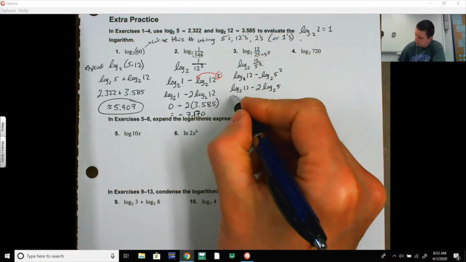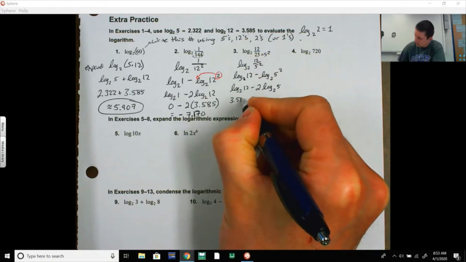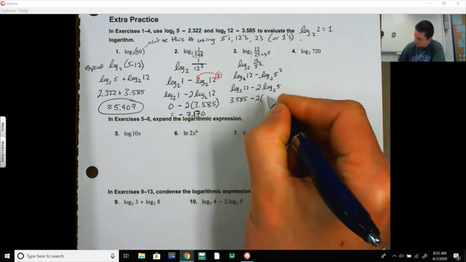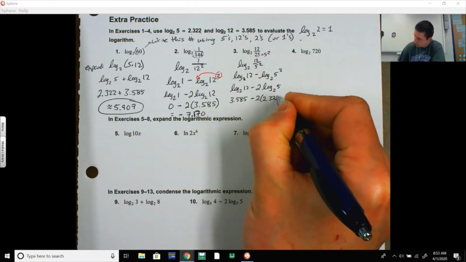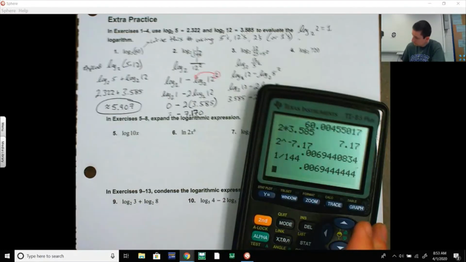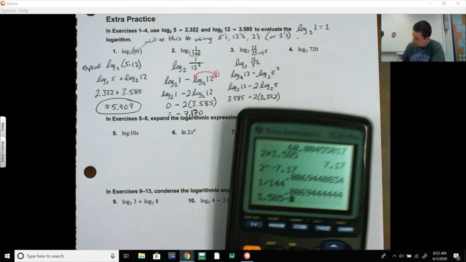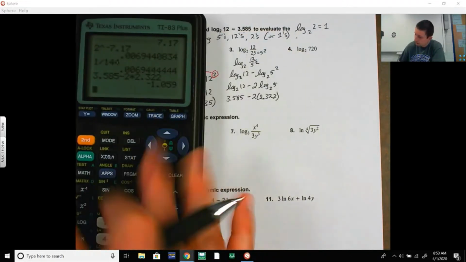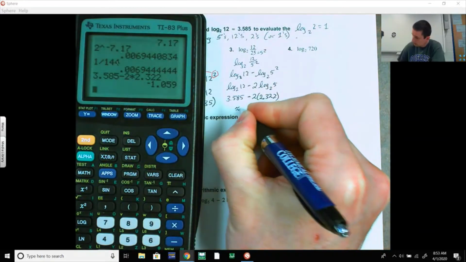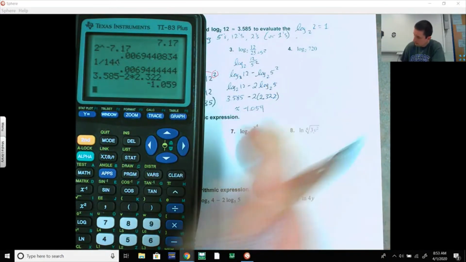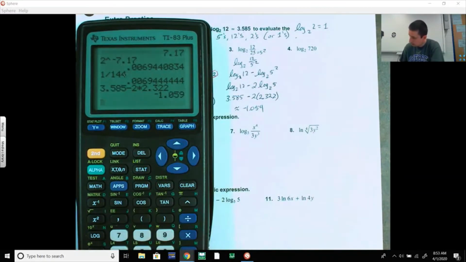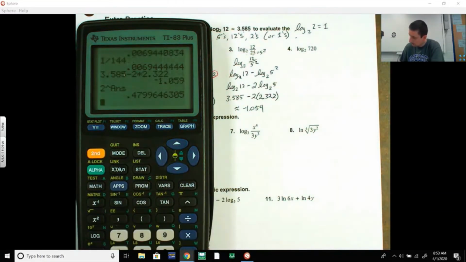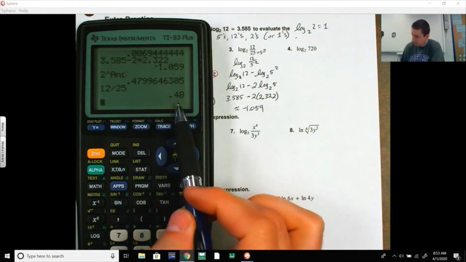We substitute in our values. 3.585 minus 2 times 2.322. We get negative 1.059. Okay, check that. I'm going to take 2 raised to that answer, and then 12 divided by 25. So 0.4799 and 0.48. Looks okay.